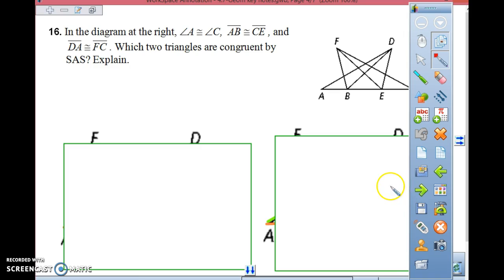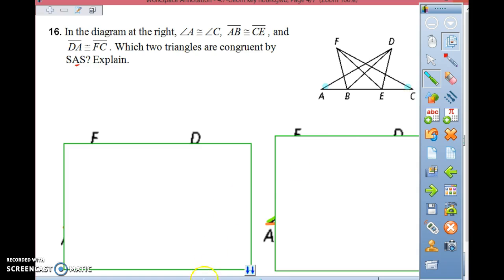In the diagram at the right, angle A and angle C are congruent, side AB and side CE are congruent, and side DA is congruent to side FC. Which two triangles are congruent by side angle side? And remember that angle needs to be included. So if I try to highlight some triangles, I'm looking at angle A and angle C, looking at AB and CE, and then looking at DA and FC.